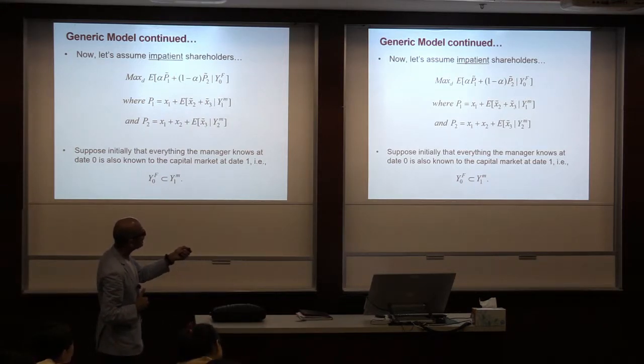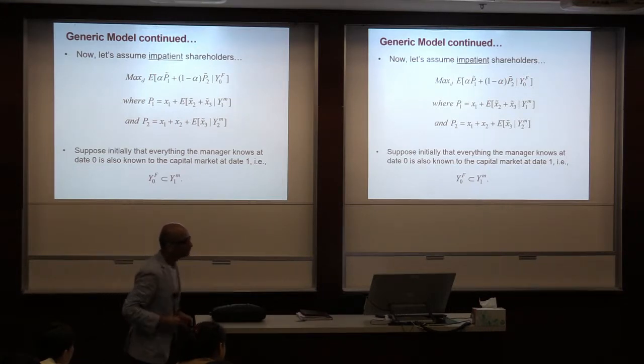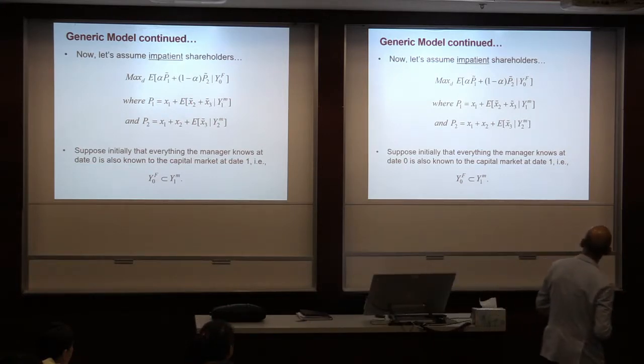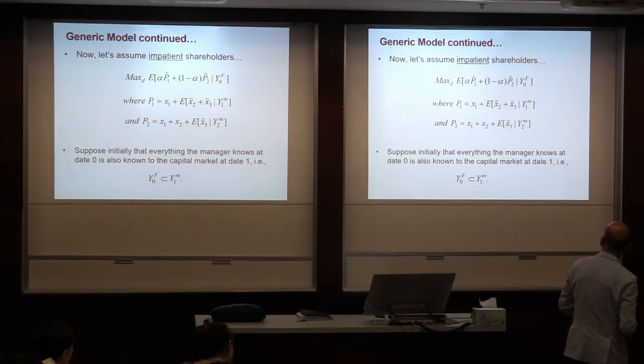Of course, the manager is then maximizing this given his or her information set, choosing D. Can you explain why P1 and P2 condition in the expectation on information that is not available to the shareholder at date 0? This is the manager's expectation. So the manager knows this at date 0. The market doesn't know this. This is the manager's information, not the market's information. But you're right, the market's information is here.